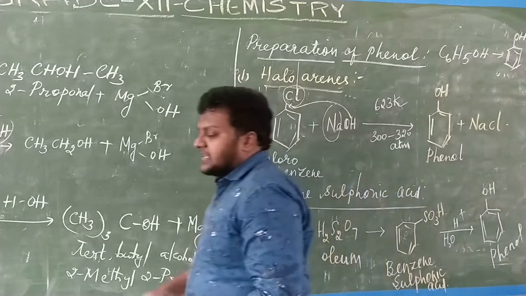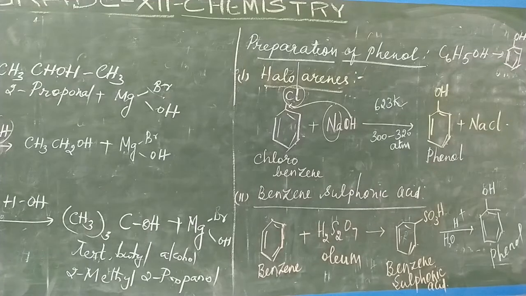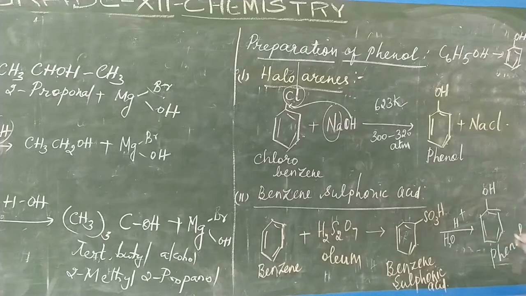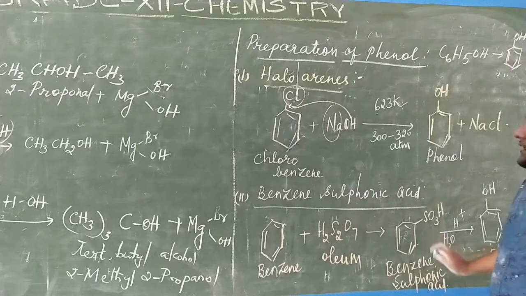So for benzene sulfonic acid, we have to take benzene. This benzene has to be treated with oleum, and it gives rise to the formation of benzene sulfonic acid. Benzene sulfonic acid, in the presence of acidic medium or water, hydrolyzes and gives rise to the formation of phenol. This is the second method.